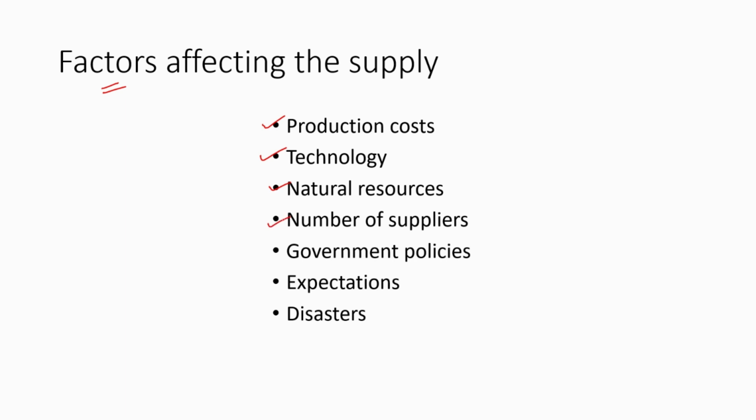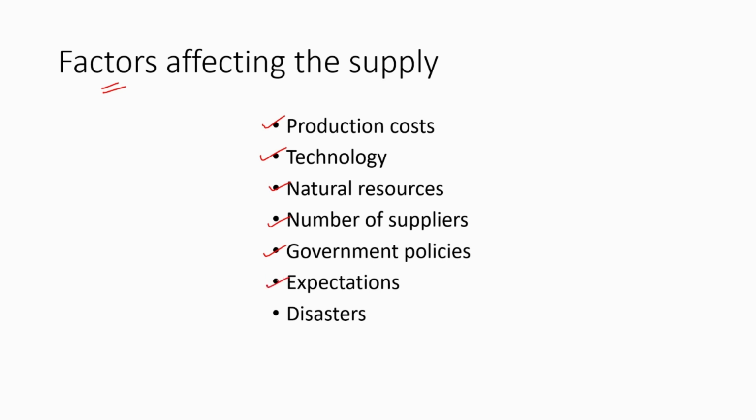Number of suppliers. If there are many suppliers of a good or service, the overall supply of that product will be higher compared to a situation where there are fewer suppliers. Government policies. Government policies such as taxes and subsidies can influence the supply of a product. For example, a subsidy for a particular industry may increase the supply of that industry's products.